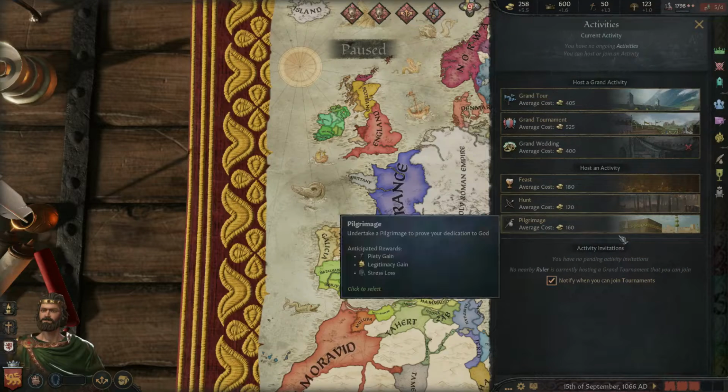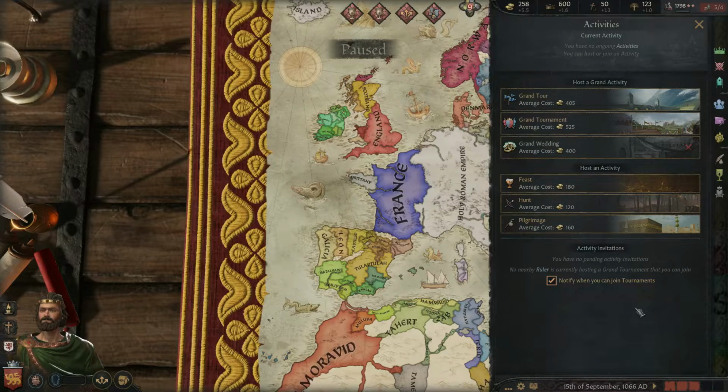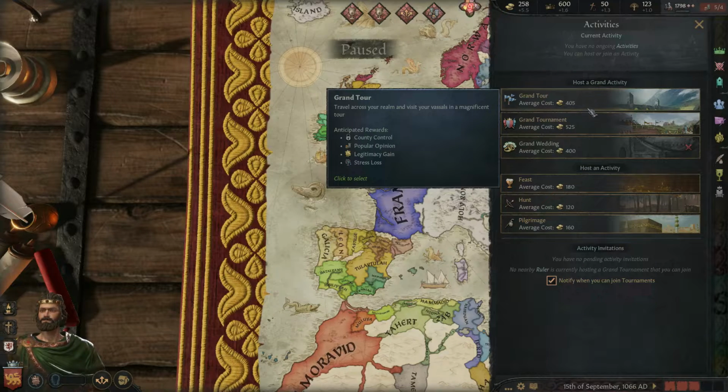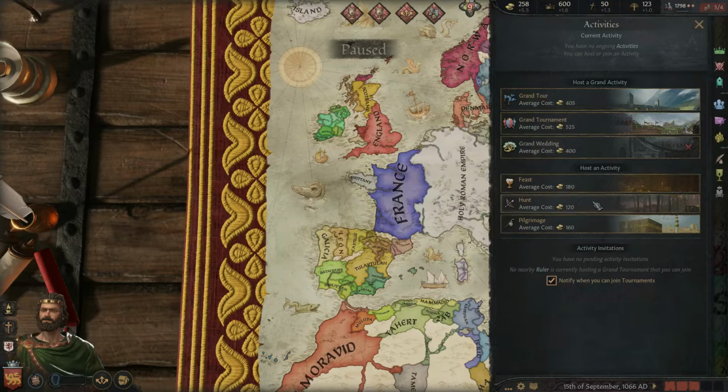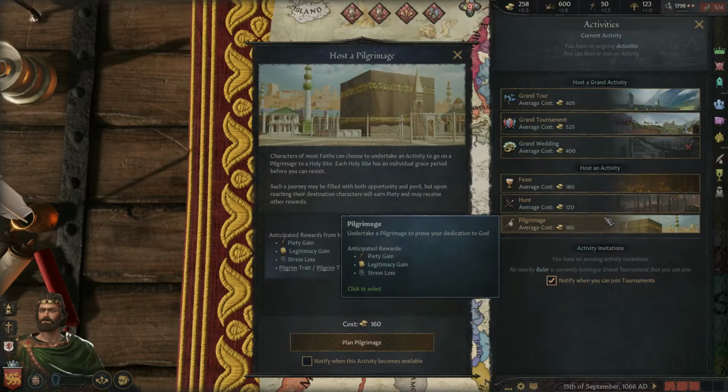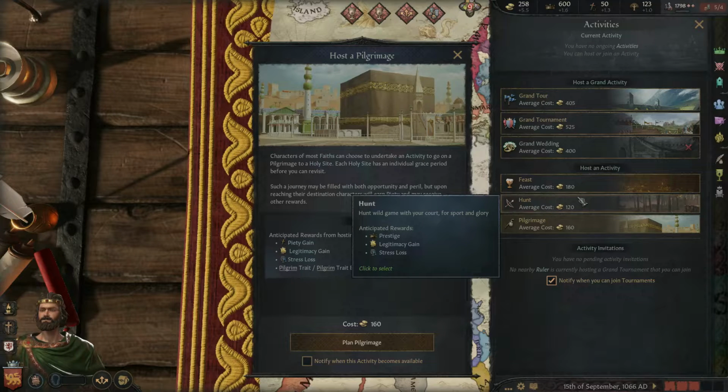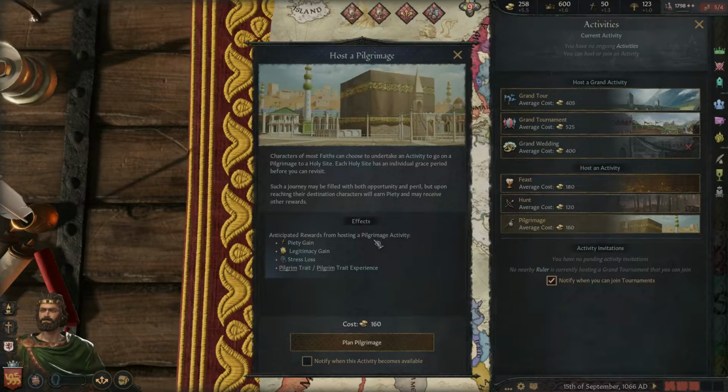Now go down to activities. Again, this was fleshed out with the Royal Court DLC and the Tours and Tournaments DLC as well. We have all the activities we can do. We can go to Grand Tour, Grand Tournament, Grand Wedding, Feast, Hunt, and Pilgrimage, and you're also notified when you can join tournaments. These are things that you can hold, and again, it tells you everything as a description.